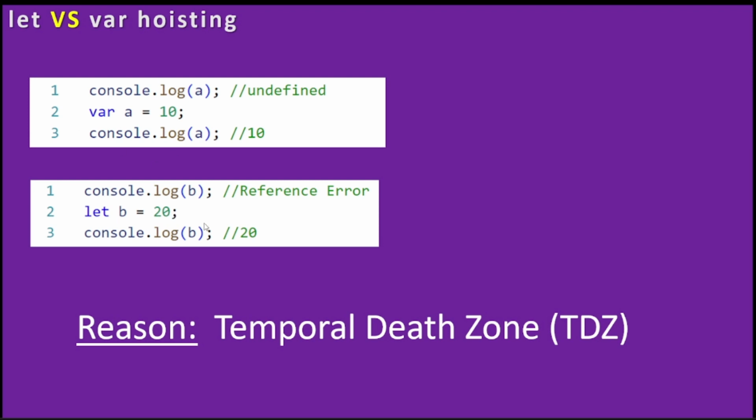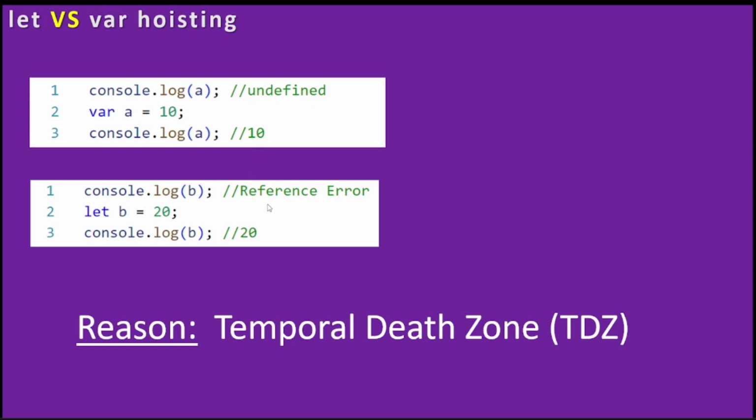In this and in this, the same thing I'm doing here: accessing a before declaration, and accessing a here after declaration and initialization. Same thing I'm doing with b, accessing before and after. For this case we will get a reference error. For this case we will get an undefined value for a, and in this case our script won't give any error and it will just print undefined and 10.